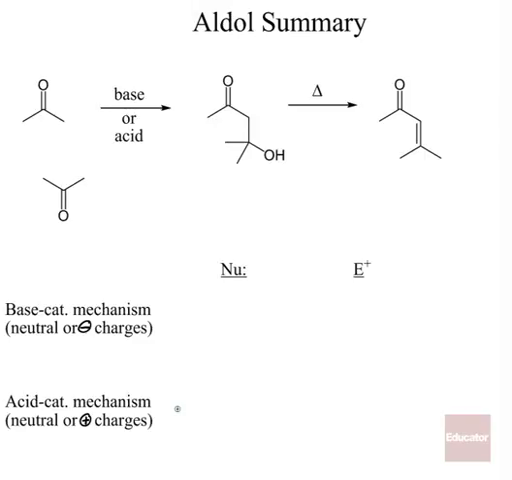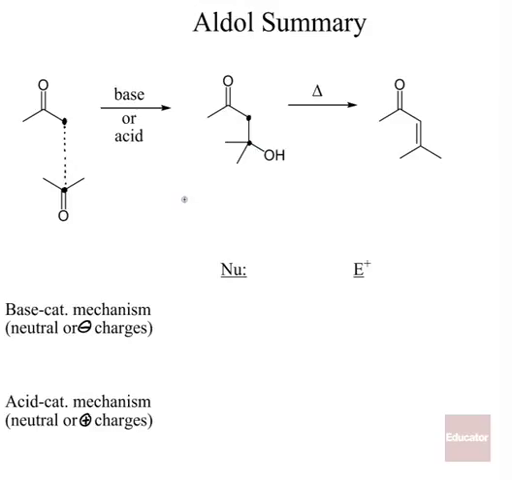Okay, so let's summarize the aldol. An aldol is what we have when we have an aldehyde or ketone. We're going to treat it with either base or acid. The ketone in this case is going to serve both as the nucleophile, the alpha carbon, and as the electrophile, the carbonyl of the second molecule. So there's the bond we're forming: a new carbon-carbon bond between the alpha carbon of one and the carbonyl carbon of the other.